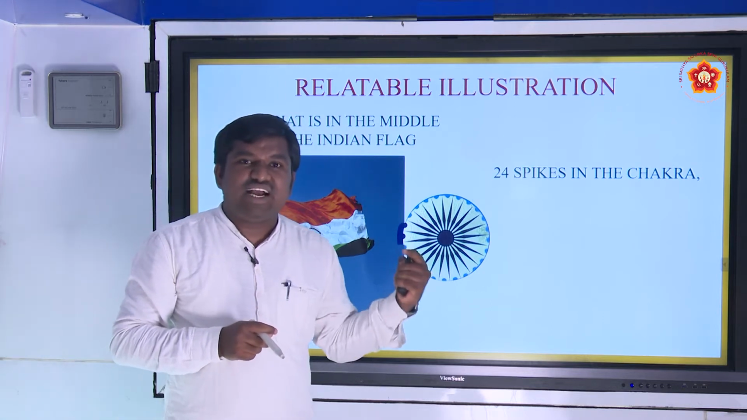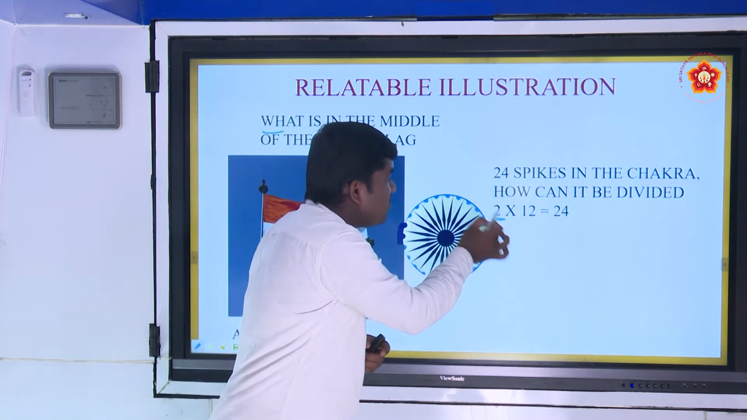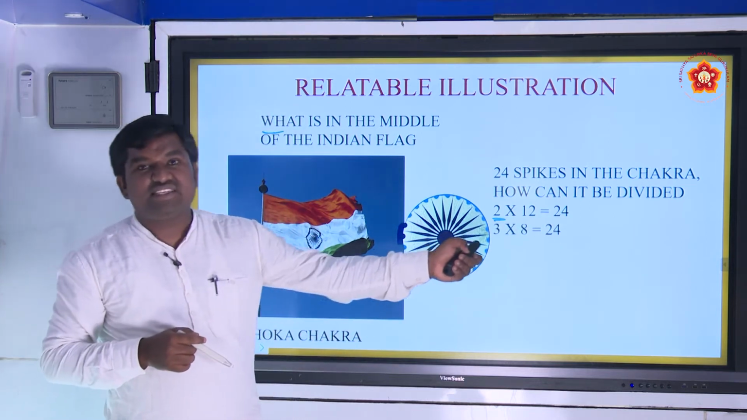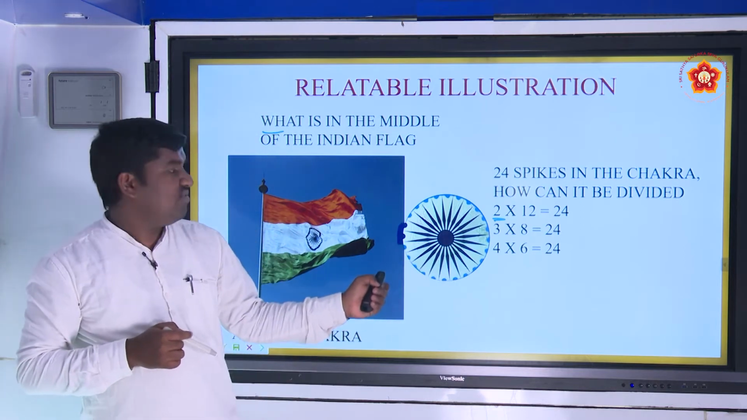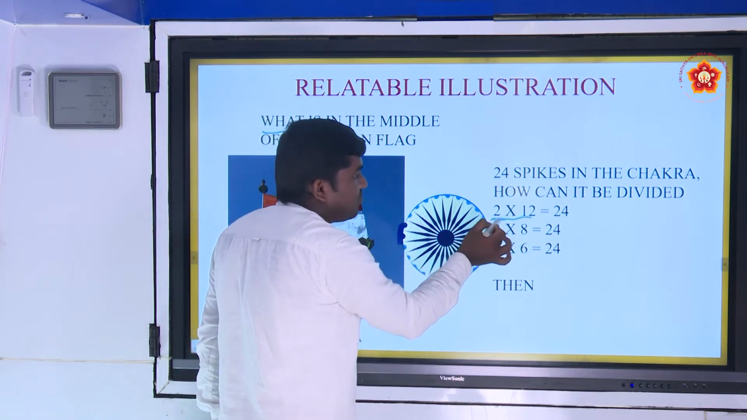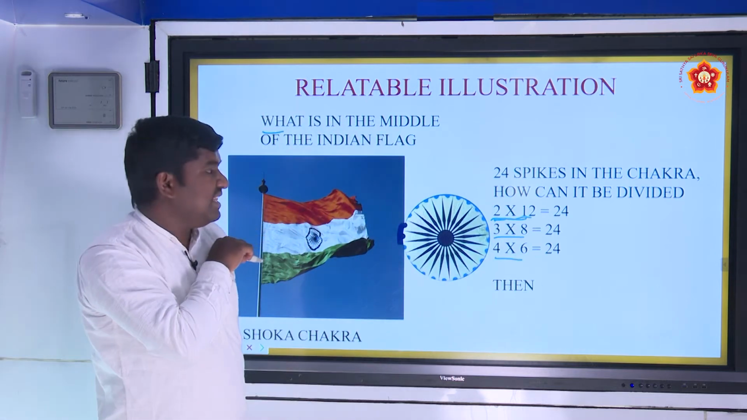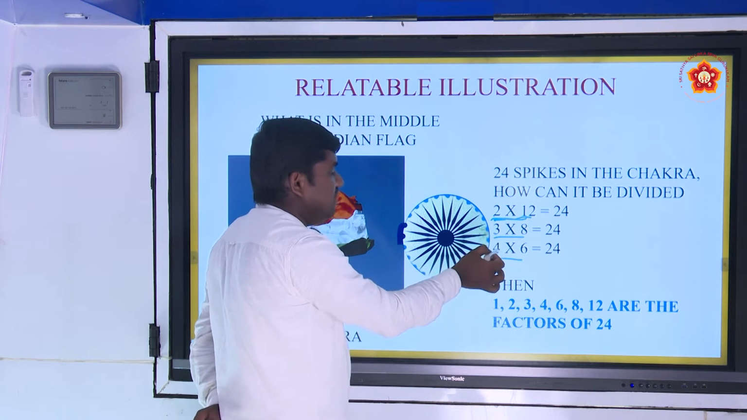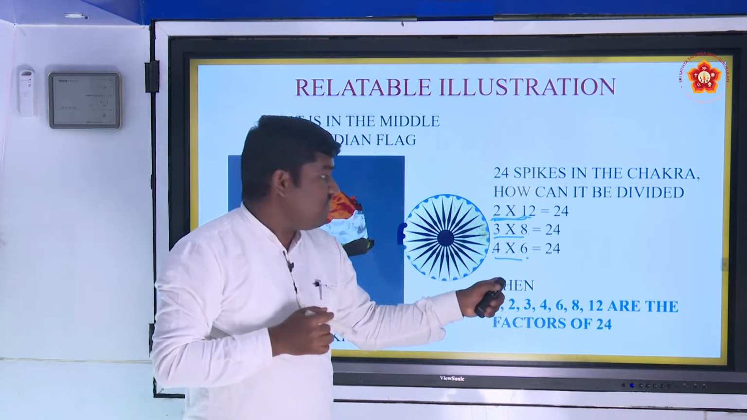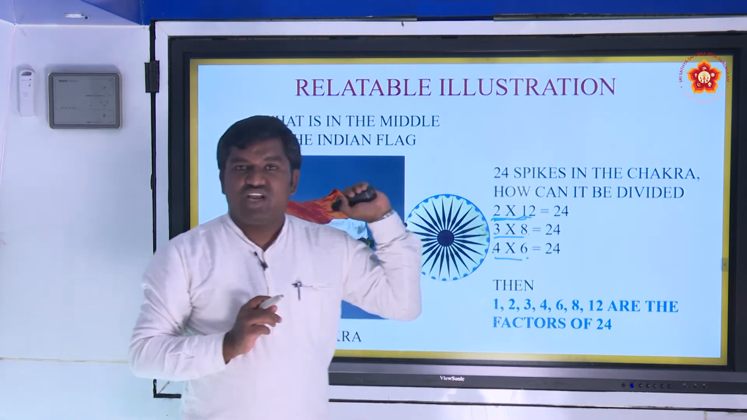So, how can we divide this 24? First, we can divide 24 into 2 equal parts. So, 2 into 12 is equal to 24. Next, from 3, 3 8s are 24. Next, from 4, 4 6s are 24. So 2 12s are 24, 3 8s are 24, 4 6s are 24. Then these are 2, 3, 4, 6, 8 and 12, and also 1 and 24. These are all the factors of 24.